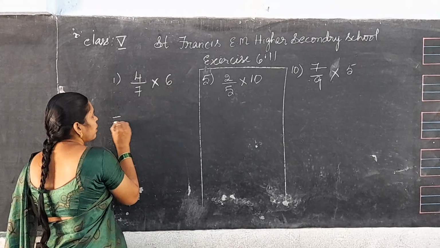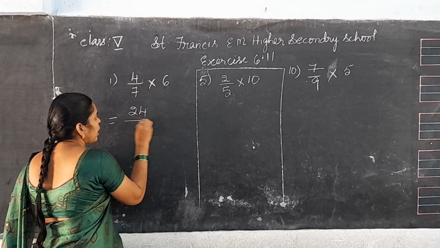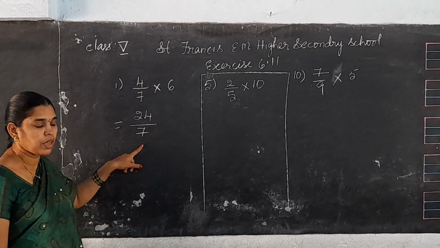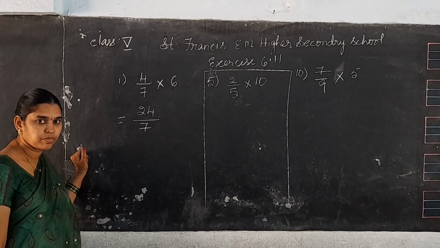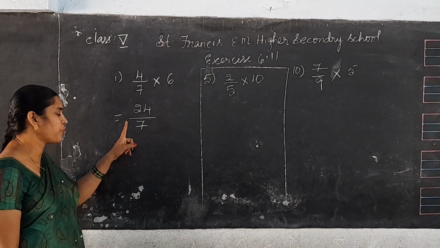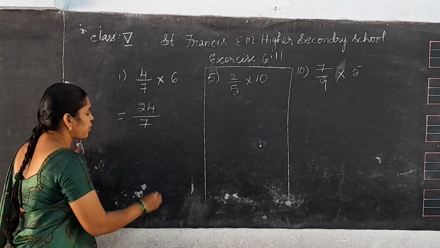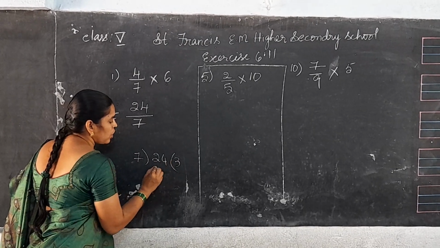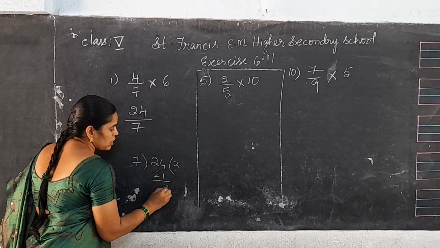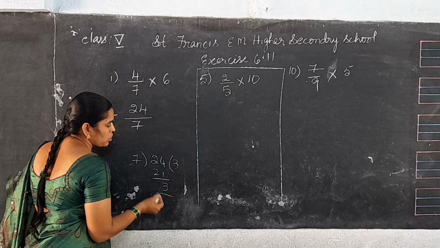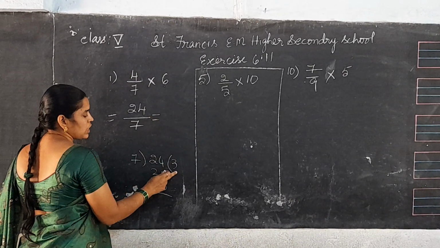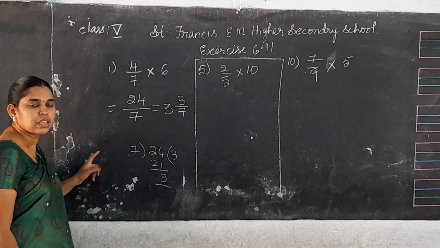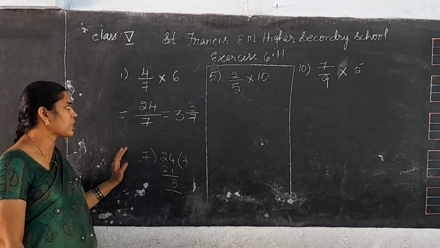So 4 6s are how much? 24 by 7. Denominator remains same. This is what fraction? Improper fraction. If we are converting into a mixed fraction, 24 you divide by 7. 7 3s are 21. Remainder 4 minus 1 is 3. 2 minus 2 is 0. Left side 0 having no value. So this can be written as 3 3 by 7. Is it clear, children? This is the first sum.